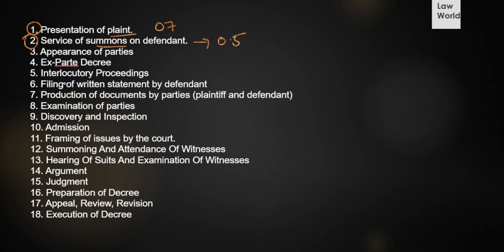Order 5, summons. After being sent, the parties should appear in the court. Appearance of parties. Fourth stage, even after the summons have been sent and received by the defendant, if the defendant has not attended the court, has not appeared in court, then an ex parte decree is passed in favor of the plaintiff, right?